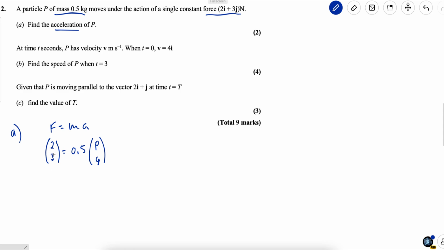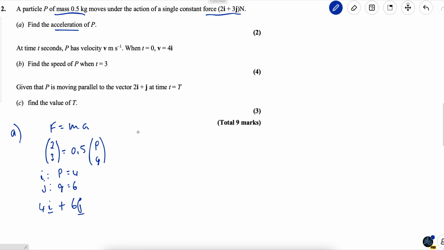So now I can see from that for the i direction, 2 equals 0.5p, so in the i direction p is equal to 4, and in the j direction 3 equals 0.5q, so q is equal to 6. So the vector for acceleration is 4i plus 6j.